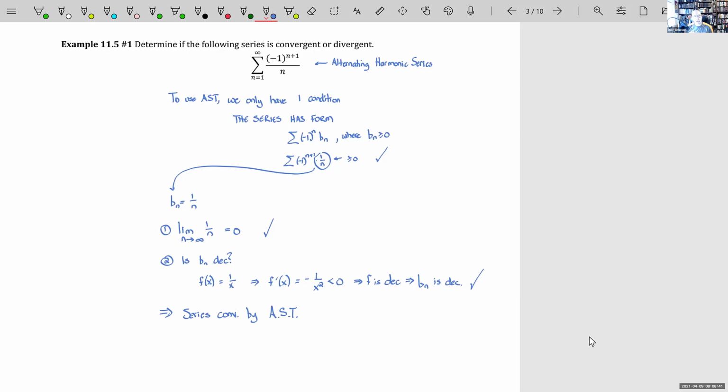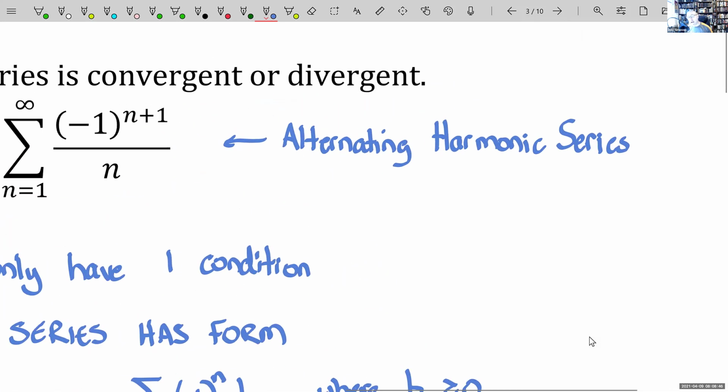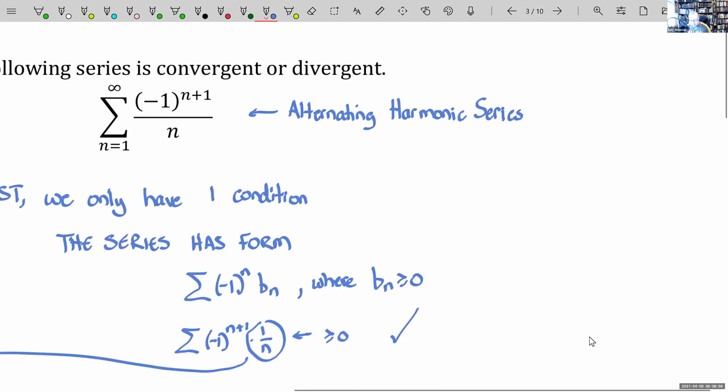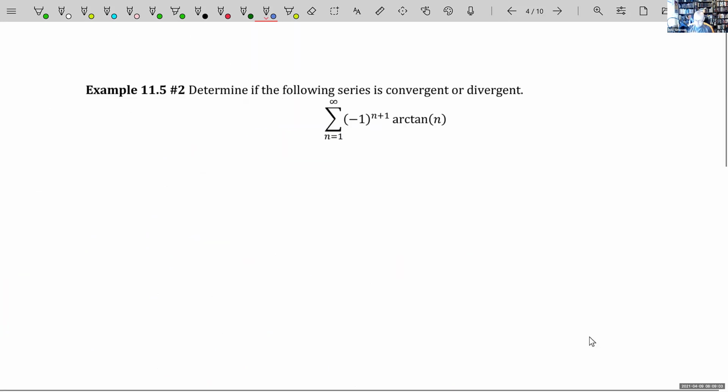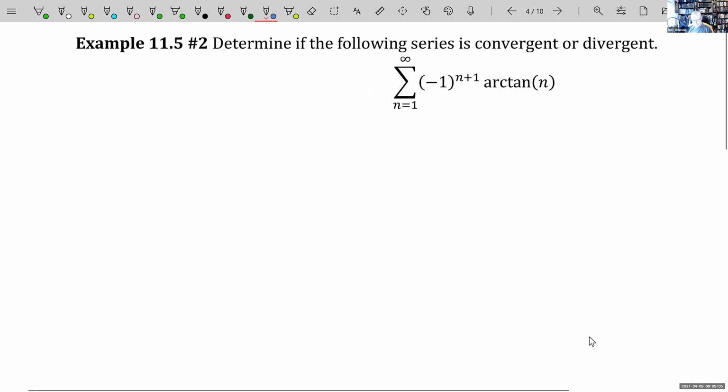Oh, I should say as well, we have now seen that the harmonic series diverges, but the alternating harmonic series converges. So something about that alternation is very special. It makes it converge to zero fast, basically. So let's progress up. Determine if the following series is convergent or divergent.